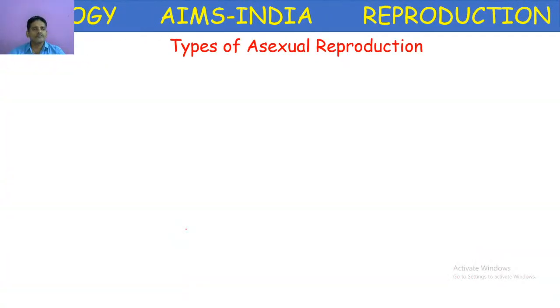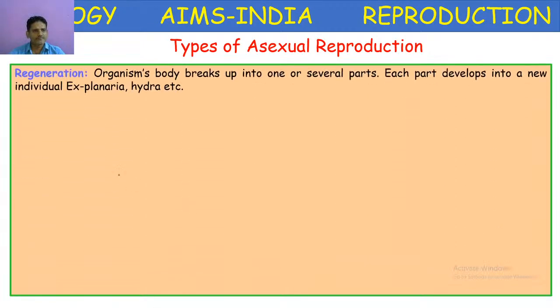Next type of asexual reproduction, regeneration. In regeneration, the organism's body breaks up into one or several parts, either by itself or accidentally. Each part develops into a new individual. For example, planaria and hydra.